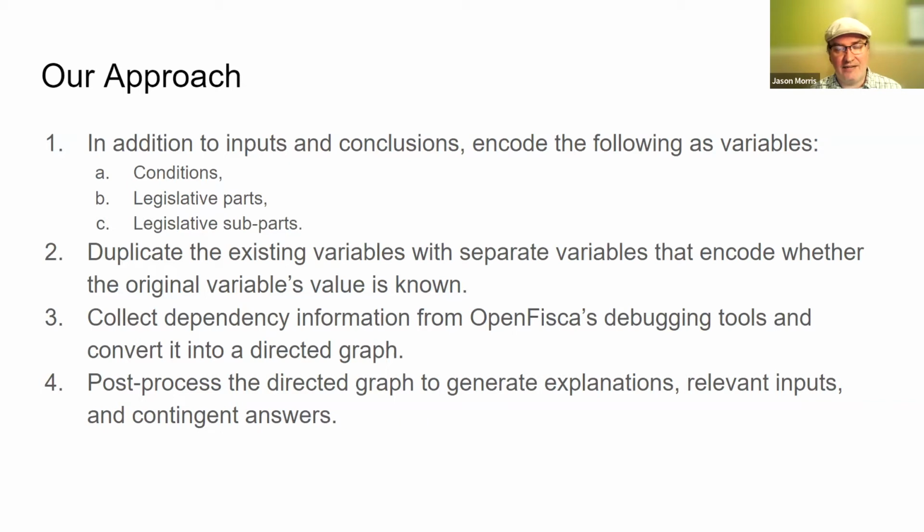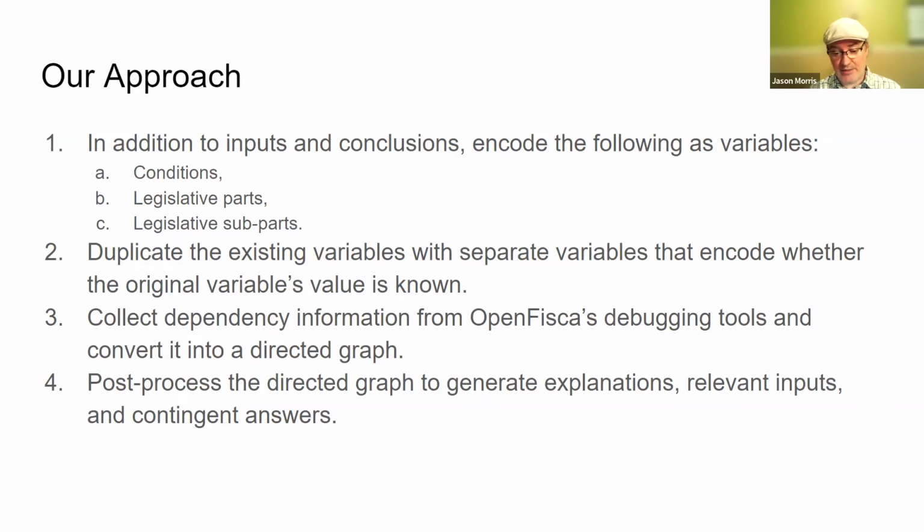This slide shows the broad scope of what we did. Typically when you're writing OpenFisca, you're going to create variables for the things that are inputs, and variables for the things that are conclusions that you're trying to draw. In order to do what we needed to do, on top of inputs and conclusions, we also needed to create variables for conditions, such as whether one thing is greater than another thing. And we needed variables for legislative parts and legislative subparts, named and unnamed.